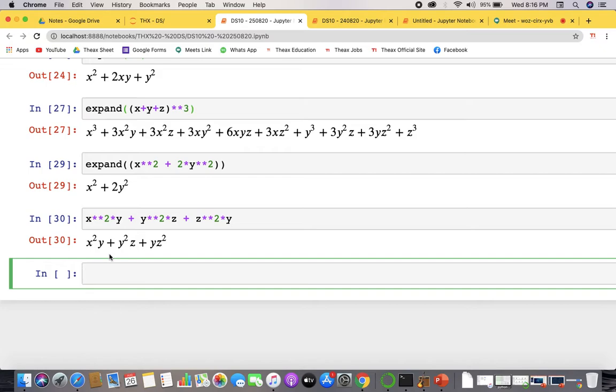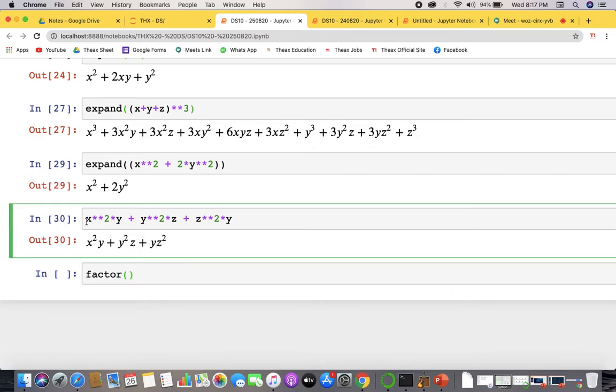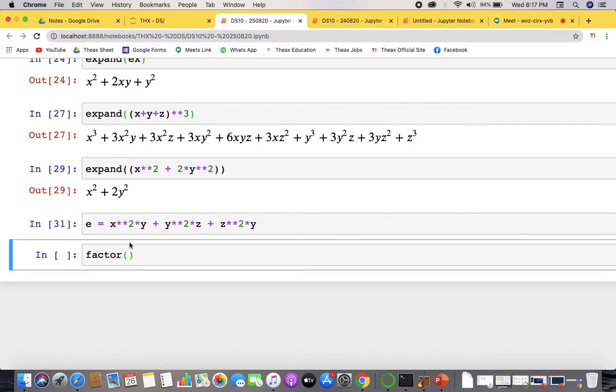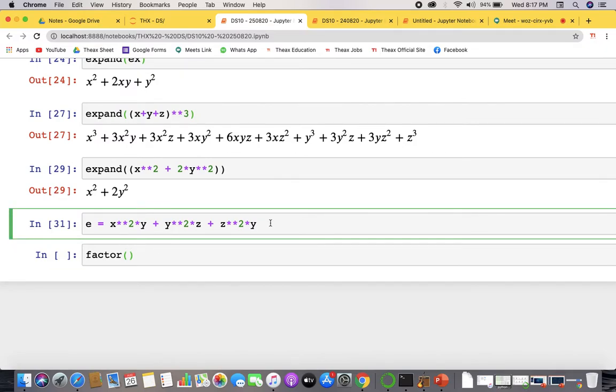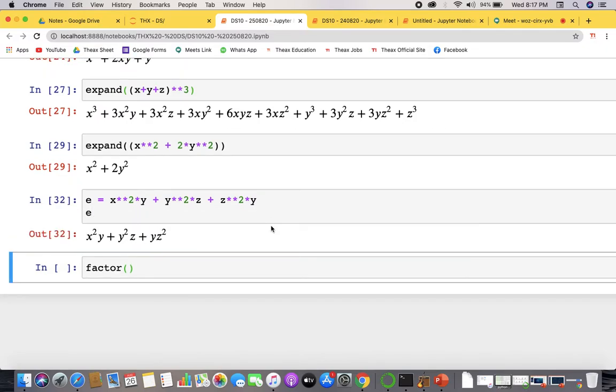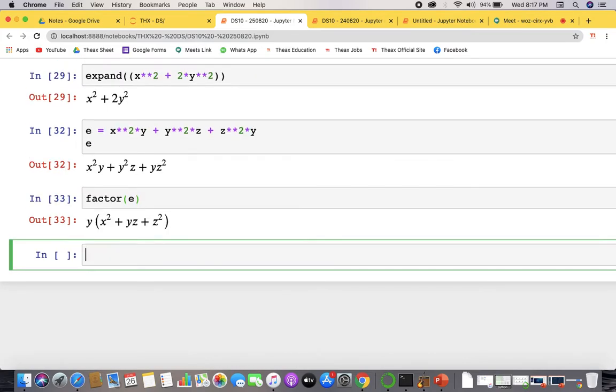So if you've been asked to factorize this equation, how would you factorize? You could write it as the factor of this equation. Let it be E equals this, and you see what your E is. So this is your E, and the factor of E is the factorization.